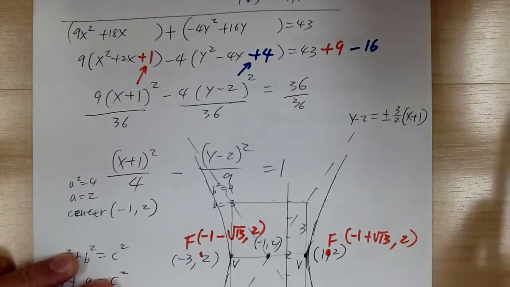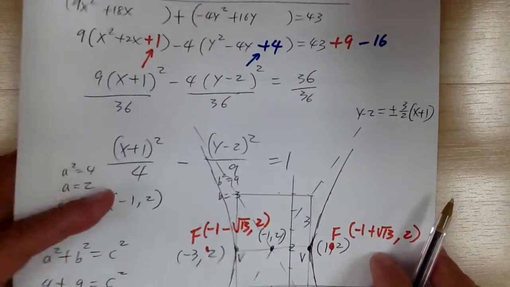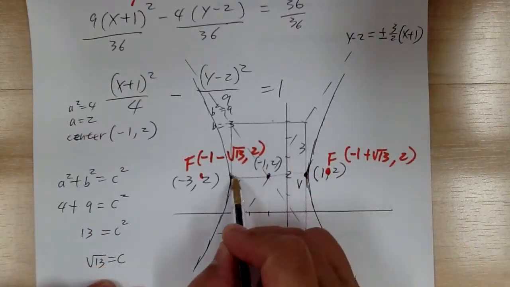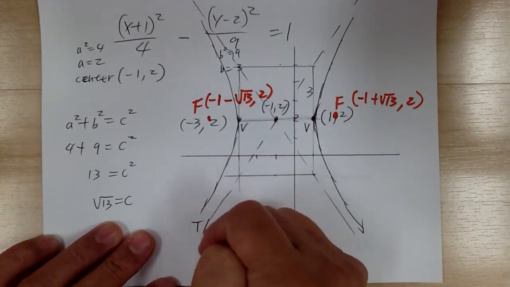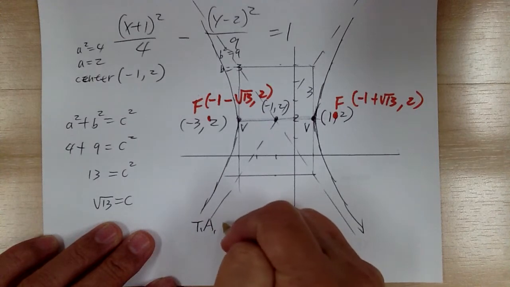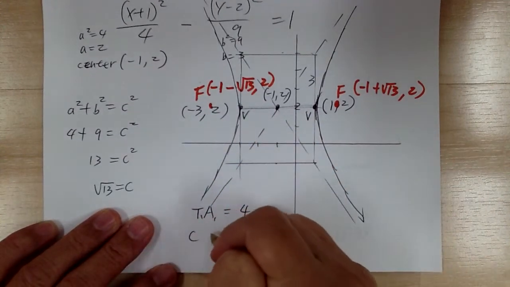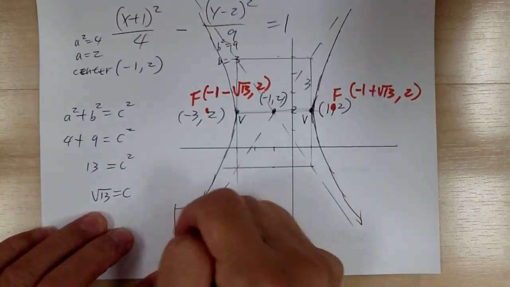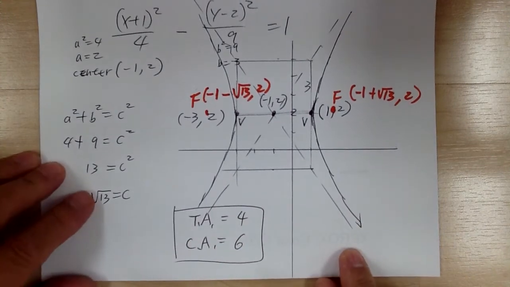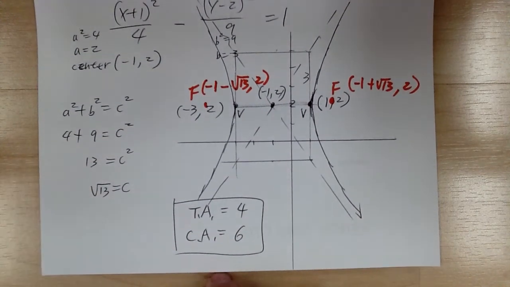And what else we need to know? The length of the axis. Okay. So this one is a transverse axis. So transverse axis will equal to 2 and 2 is 4. And conjugate axis would be this way, so would be 3 and 3 would be 6. Okay? And that's it for this one.